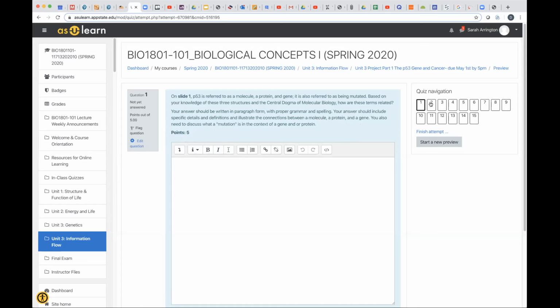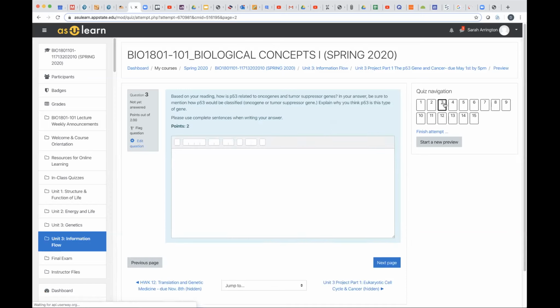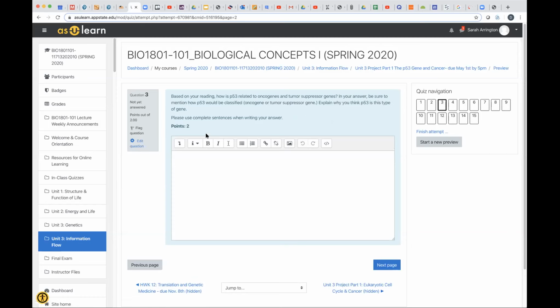Question 2 is a matching question, and then maybe we have another short answer. This one's only worth 2 points, so I'm not looking for a huge paragraph. A couple of sentences would probably answer this question. So pay attention to the point values for how much effort you put in.